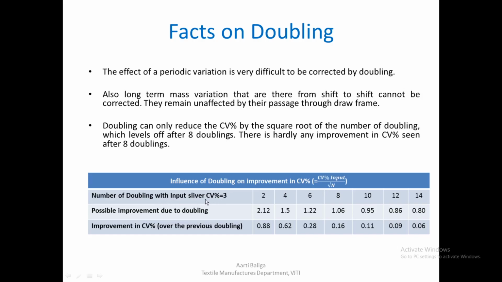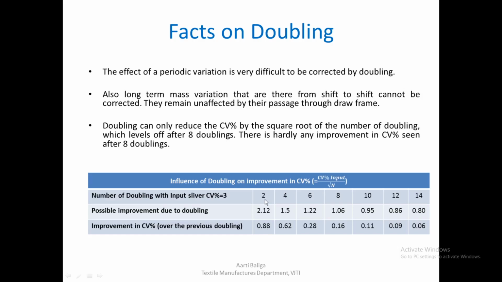We assume that the input sliver has a CV of 3. If I use 2 doublings on a particular draw frame using the same sliver, what is the improvement in the CV that I would expect after the process? I use the formula here, CV percentage input upon root n, that is 3 upon root of 2, and I get the value of 2.12, which is the possible improvement in the CV of the output sliver as against 3 during input. So I see an improvement in CV of around 0.88.